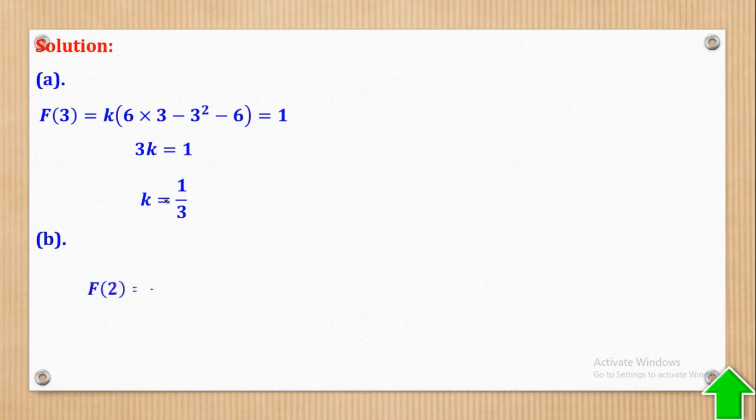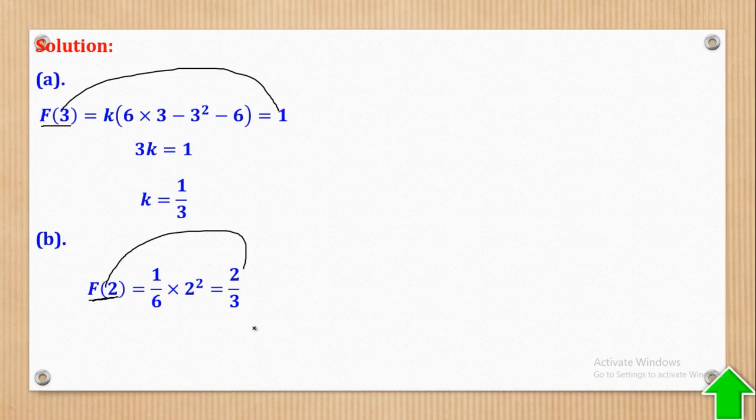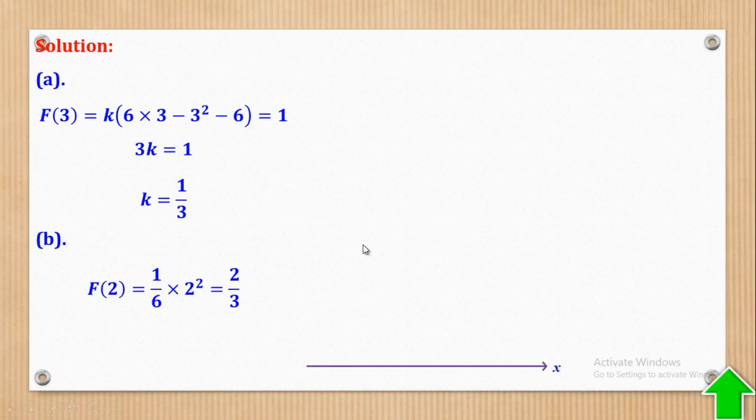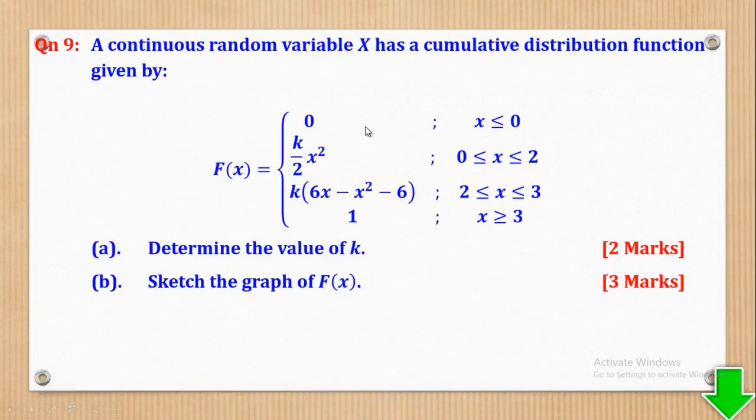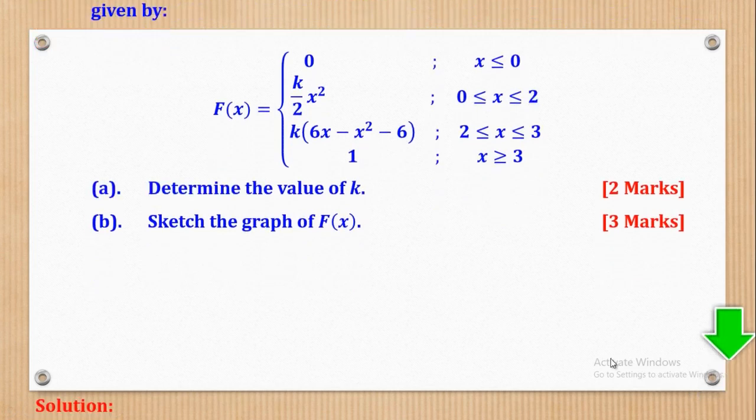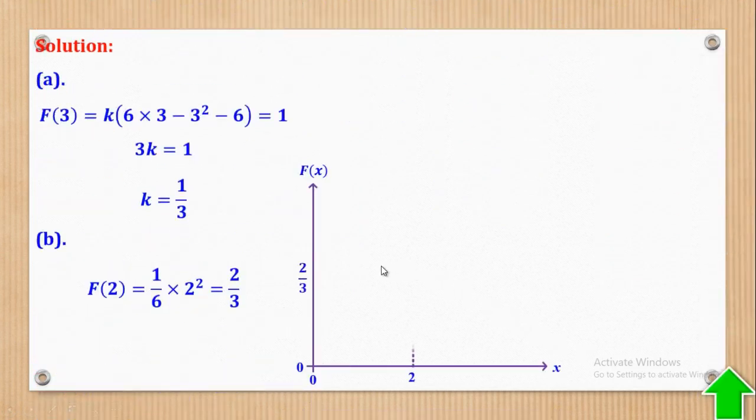Then part B, they wanted you to sketch the graph, so you have to get the value of F2, because F3 you already know is equal to 1. F2 we don't know, so you have to get it, which is equal to 2/3. After getting it, now we shall sketch our graph. The first thing to do is to draw the axes and label them. Then we shall look at the extremes. When x is 0, F is 0, and when x is 2, we have seen that F is 2/3. So we are going to put those marks. So 2 and 2/3.